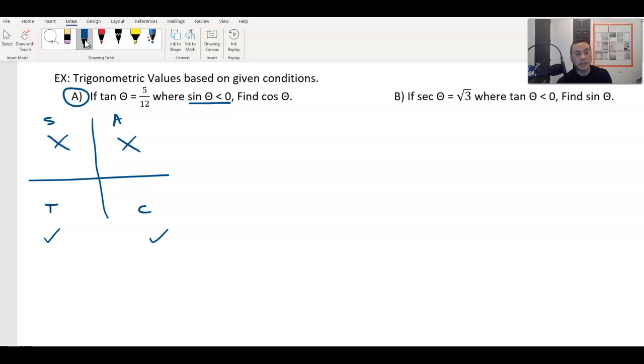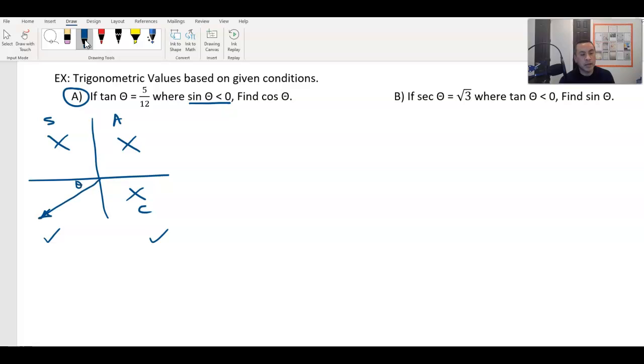But look at what it says. If the tangent of theta is 5/12, does it say negative 5/12? It doesn't say negative 5/12. It says positive 5/12, right? So that means that you use logic and you say, well, then it can't be the fourth quadrant. It's got to be the third quadrant. So it's a little like a puzzle here.